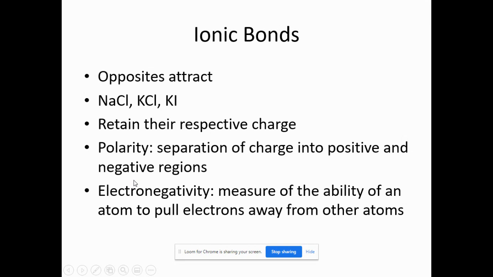All right, and so that gets to the idea of electronegativity. So electronegativity measures the ability of an atom to pull electrons away from other atoms. All right, and so electronegativity depends on the atom size, how many vacancies it has, and what other atoms it is interacting with.